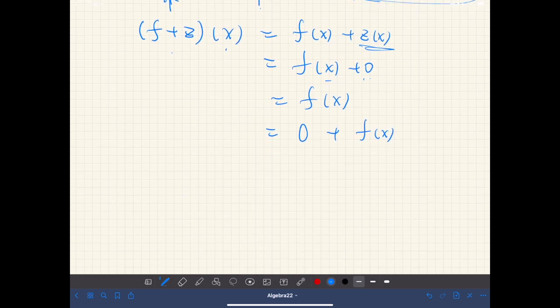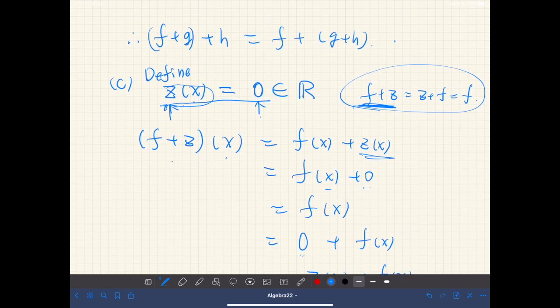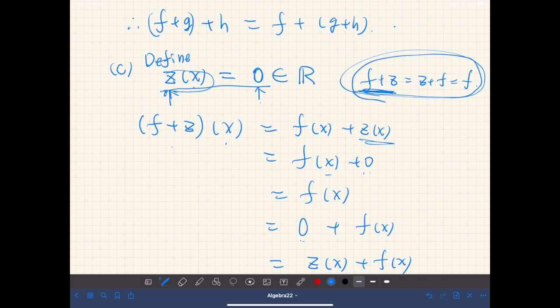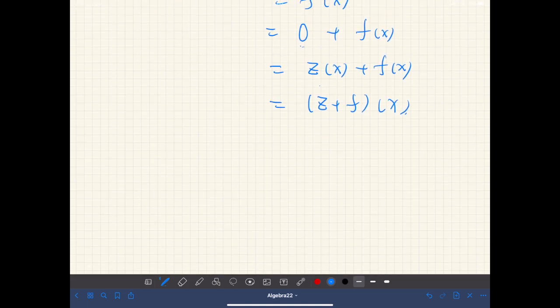And of course, this is equal to 0 plus f of x. Again, this 0 is just a real number, but this 0 is equal to the value of function z. And by the definition of addition, we have (z plus f) of x. Therefore, we do have this. So this function z, let's rename it as 0 of x, is the 0 element of this ring.